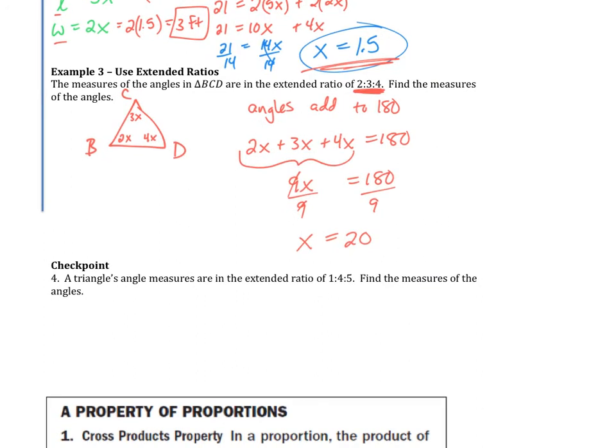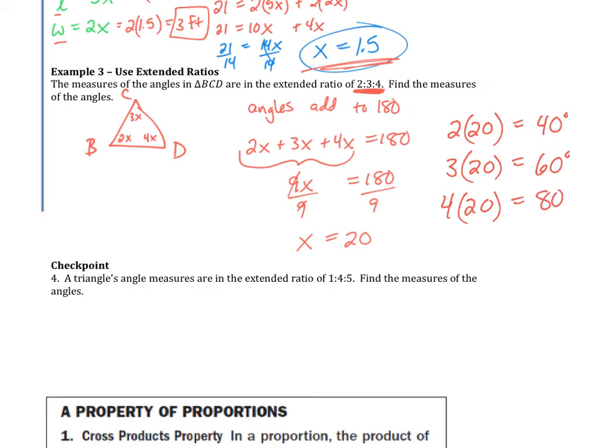So our first angle is going to be 2 times x, so 2 times 20, which is 40 degrees. The second angle is going to be 3 times x, so 3 times 20, which is 60. And the third angle is 4 times x, which is 4 times 20, which would be 80. So the three angles are 40, 60, and 80.